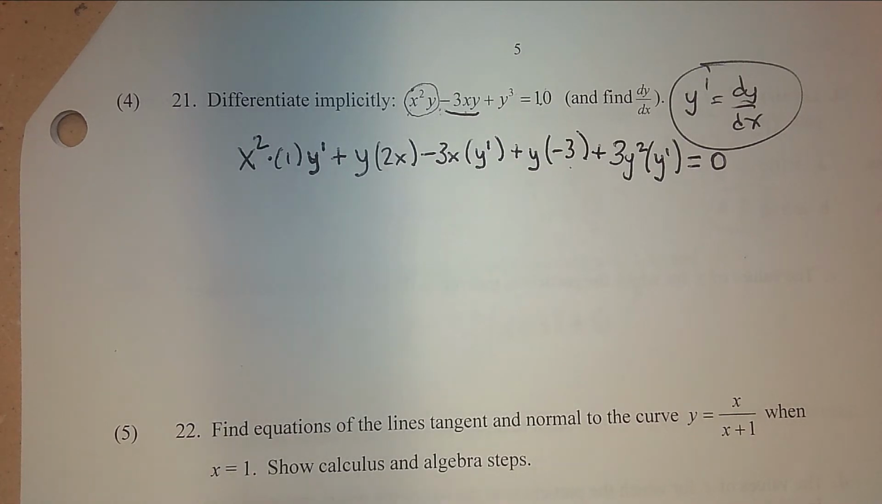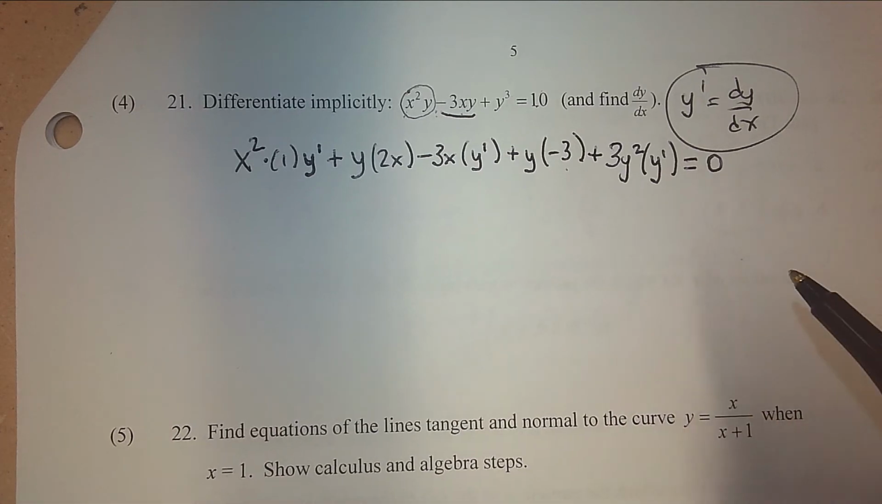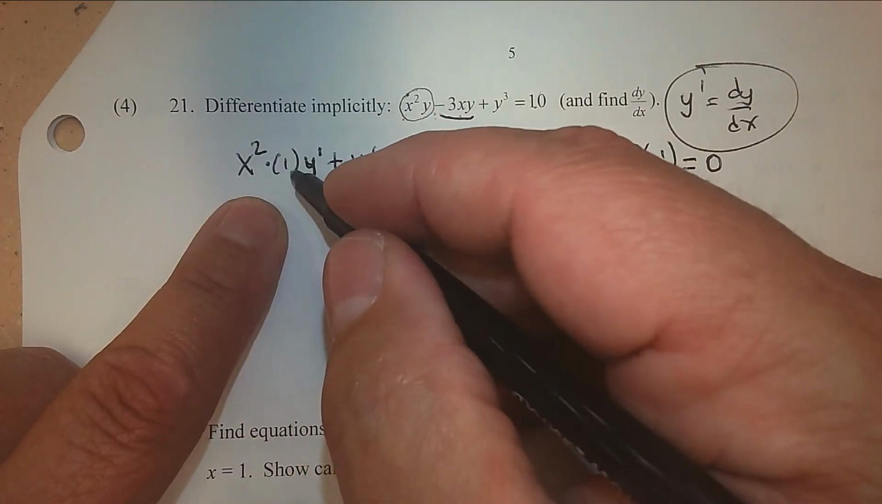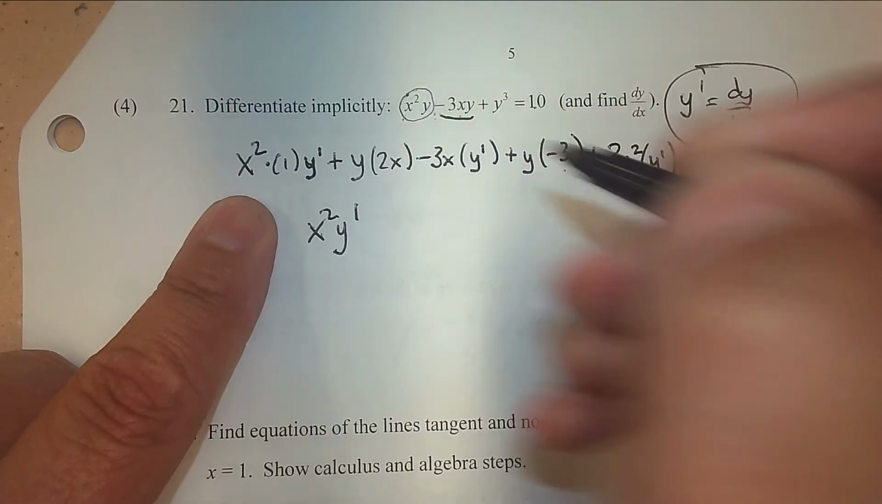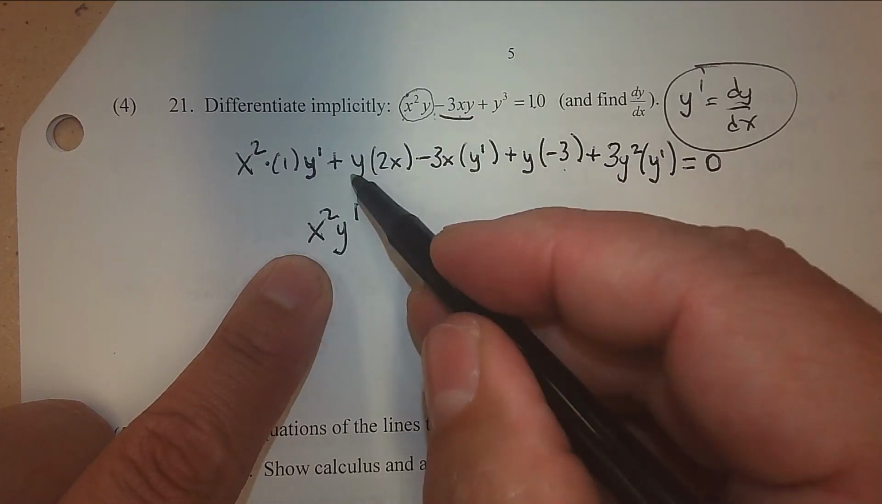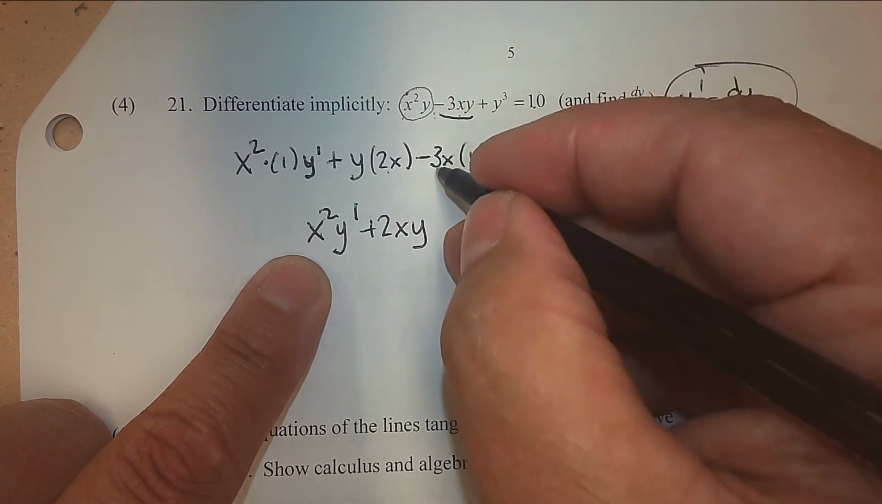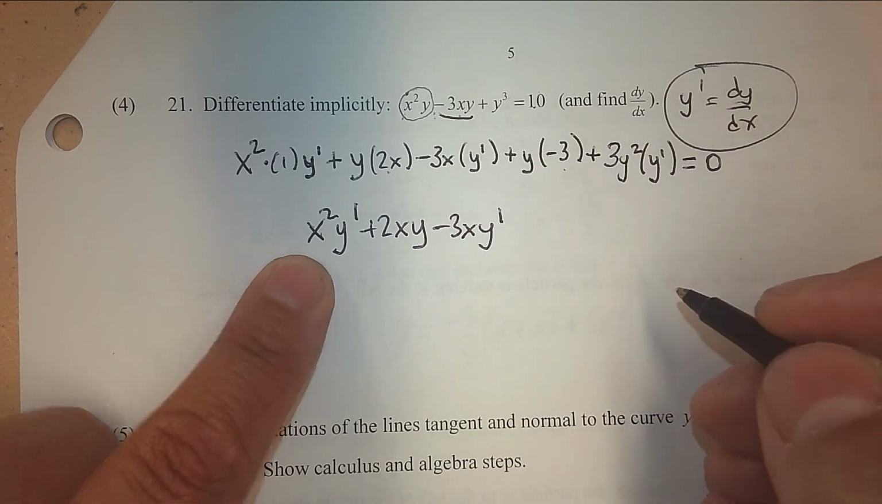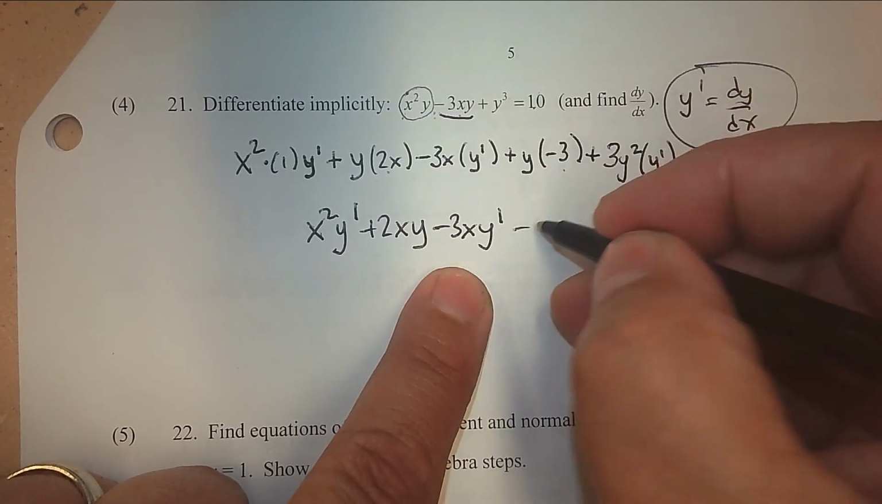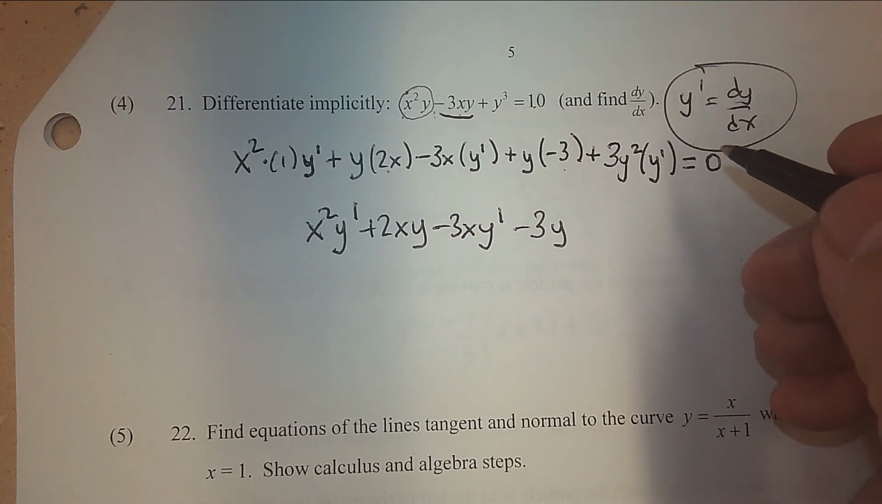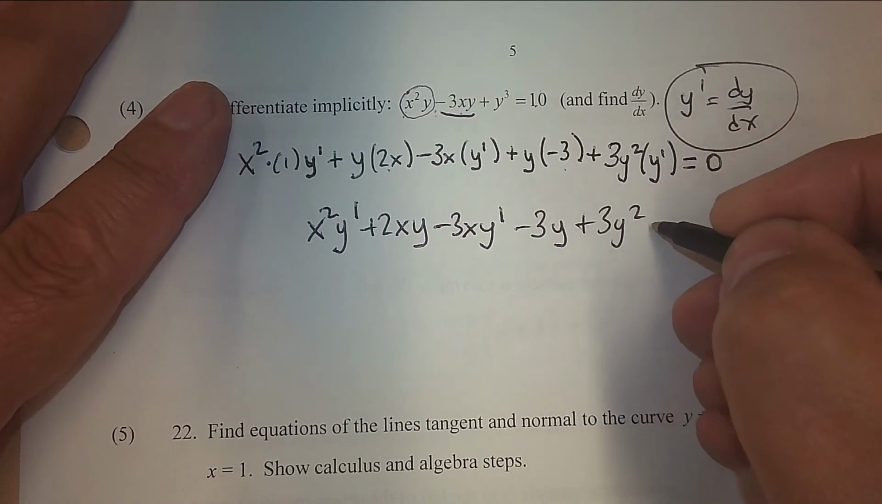Now, what we're going to do is simplify this. If a term has a y prime in it, it's going to stay on the left side of the equation. If the term does not have a y prime, we are going to quickly move it to the right side of the equation. So the first step, x squared times 1 times y prime. We have x squared y prime. It's staying. It has a y prime. Y times 2x is 2xy. It's going to move in a second. Next one is negative 3x y prime. It's going to stay. The next is negative 3y. It's going to move. Remember, it says y prime. And then the last one is 3y squared y prime.